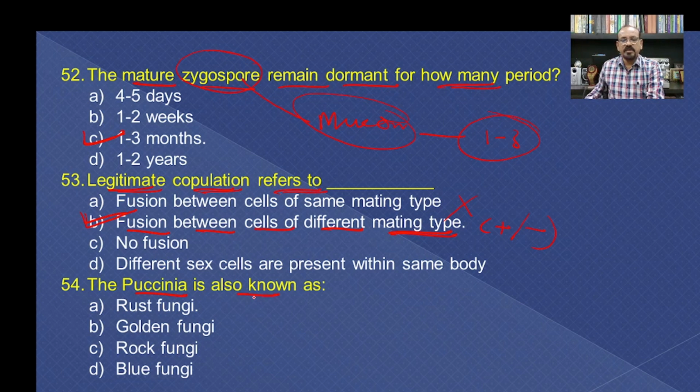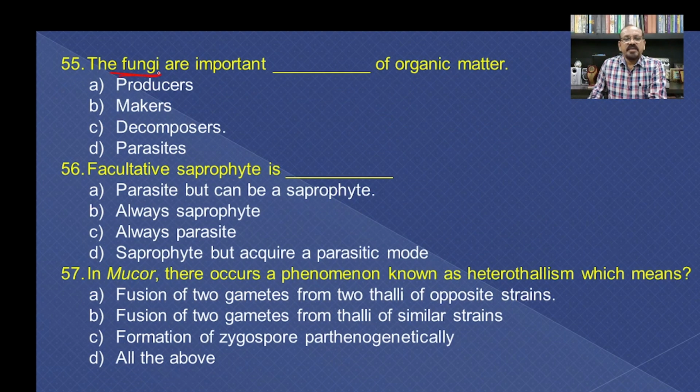Puccinia is responsible for the formation of the rust disease on the wheat plant, and hence it is known as the rust fungi. Then the fungi are important for the decomposition of organic matter. Many fungi are responsible for the decomposition of the organic matter, and hence they are popularly known as the decomposers. Then facultative saprophyte is known as, if the fungus is a parasite but it can grow as a saprophyte, then such a type is known as the facultative saprophyte.